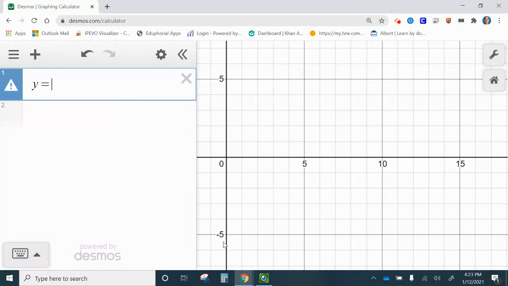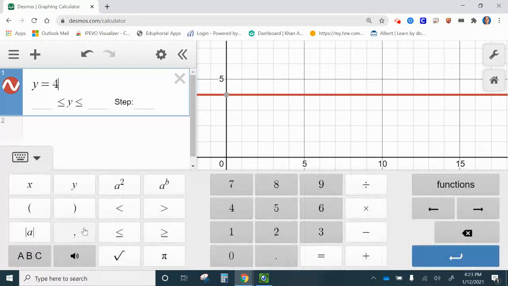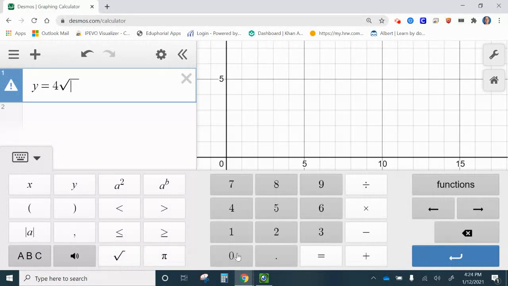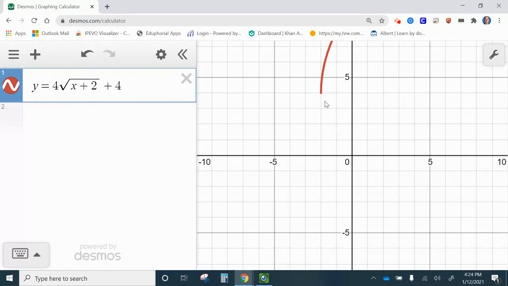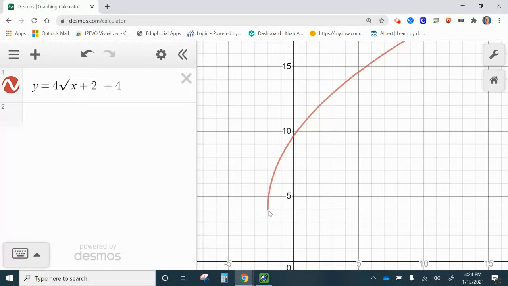4 times the square root of x plus 2 plus 4. Okay, and press home. And I don't know why it doesn't want to click on that point, but the point is negative 2, 4.